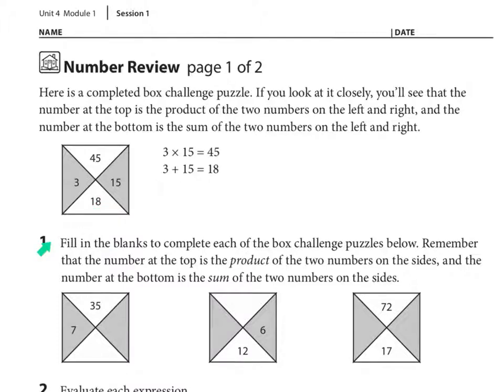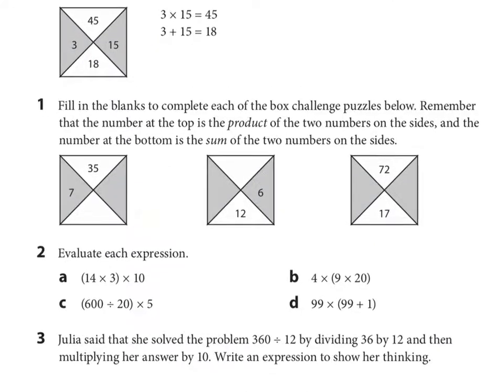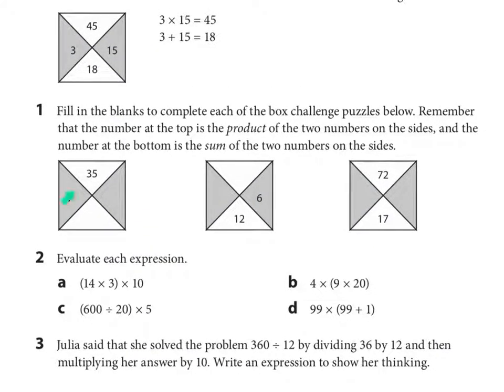So number 1, we're going to fill in the blanks to complete each of the box challenge puzzles below. Remember that the number at the top is the product of the two numbers on the sides, and the number on the bottom is the sum of the two numbers on the sides. So if we look at 35, we're thinking 7 multiplied by what equals 35? That's correct. 5. 7 times 5 is 35. 7 plus 5 is 12.